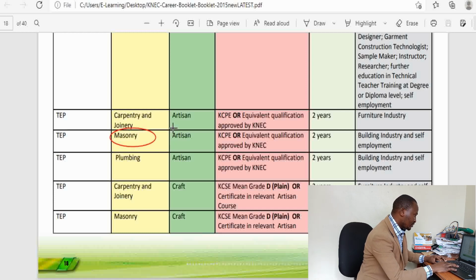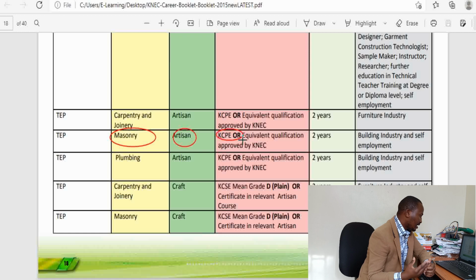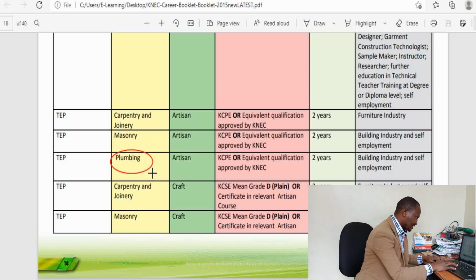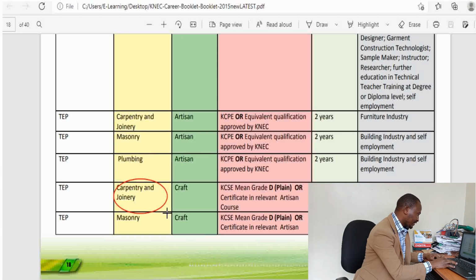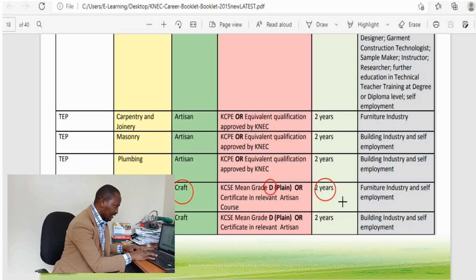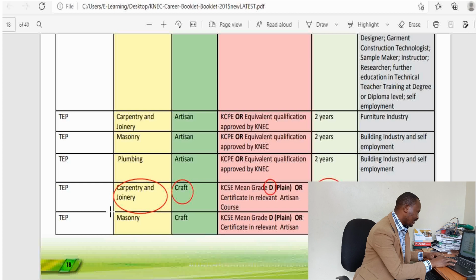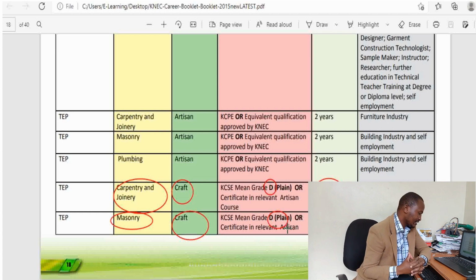Masonry, which is an artisan course, has the same entry grade, that is KCPE, or a score of E or D- in KCSE. Then next is plumbing, the artisan level. For the certificate courses, we have carpentry and joinery, the craft level, and the entry grade is D+, which will also take 2 years. Then you have masonry, craft level. Again, the entry grade is D- and it will take 2 years.